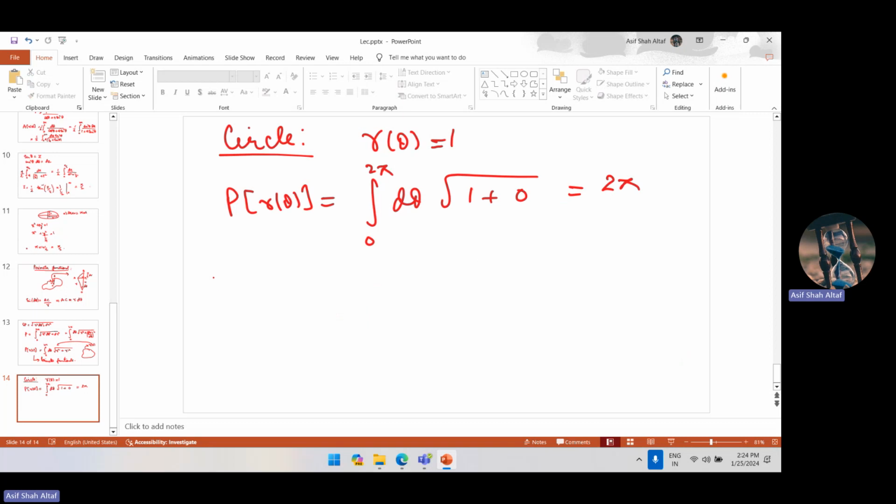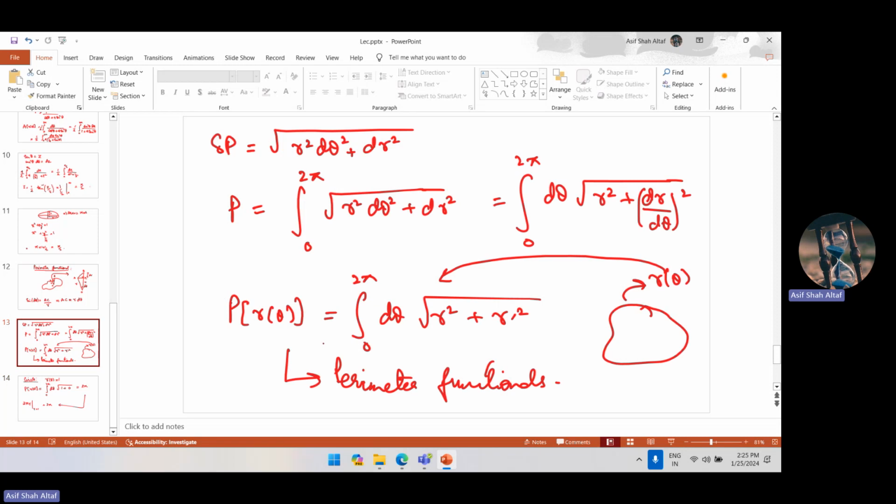Now you know the perimeter of a circle in general is 2 pi r, and in this case for r equal to 1, you will get 2 pi. So yeah, you are getting the right answer, right? So this is how we define these functionals. By now I hope you have understood the concept of a functional and how we define them and how they can be used to get some property of a function.